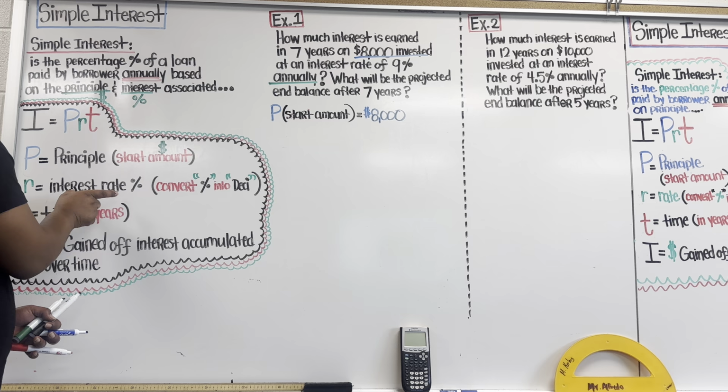So, simple interest is the percentage of a loan paid by a borrower annually. That means once a year, based on the principal, which is the start amount, and the interest associated with that account. Once again, it is the percentage of a loan paid by a borrower annually, based on the principal, which is the start amount, and the interest associated to the investment, or to the account.